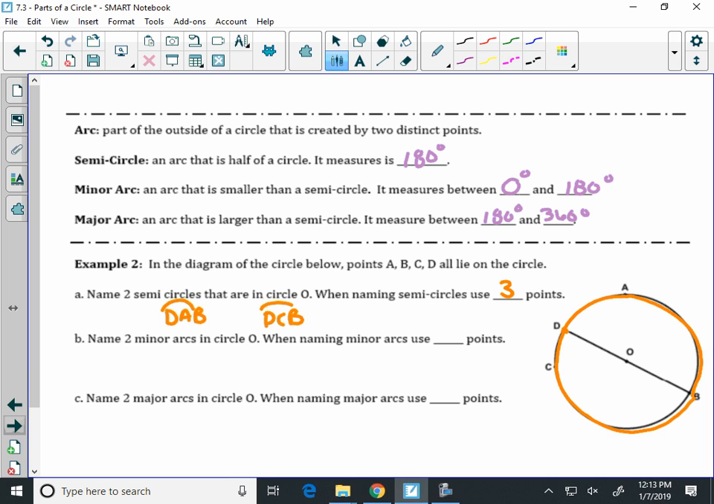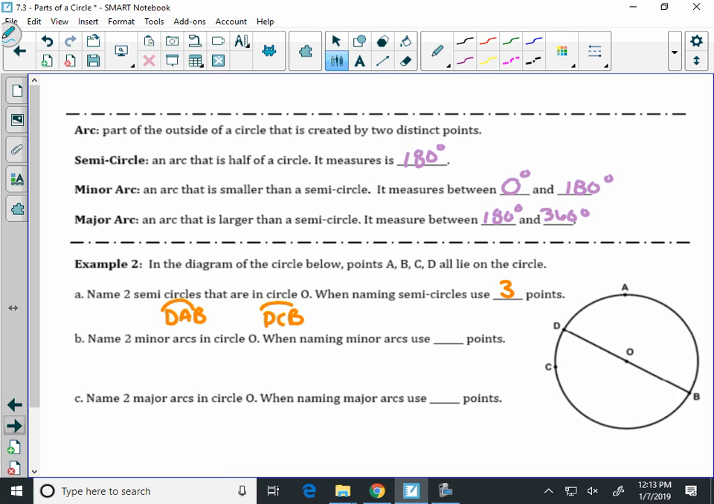Okay? Could you have said CBD? Look at that. CBD. That's the same exact letters, right? Would we go in that order on the circle? C to B to D. Is that a semicircle? No, that's almost the entire circle. So it's much bigger than a semicircle. So order is very, very important. You have to go in the order of how they're written on the circle, or you're going to name a completely different arc. Okay? Make sure it's like angles. You have to go in order.